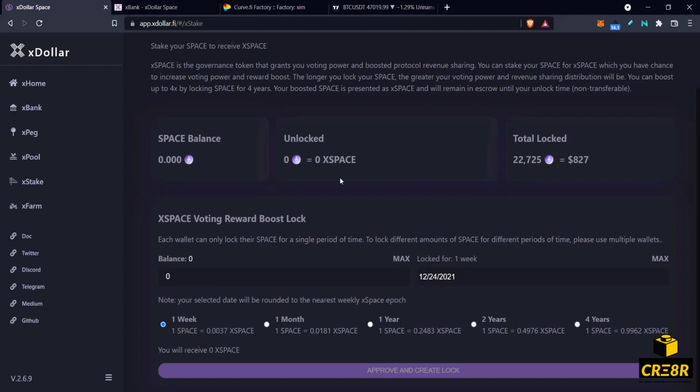Now, X tokens are going to give you some governance rights, so voting. Now, like I said, there's not going to be a lot of voting, but there will be voting on maybe some new troves or maybe the limits on each of the troves, right? And then you're going to also get fee sharing. So all the fees that are collected by the protocol are used to buy space tokens and given to the people here who lock the space token.